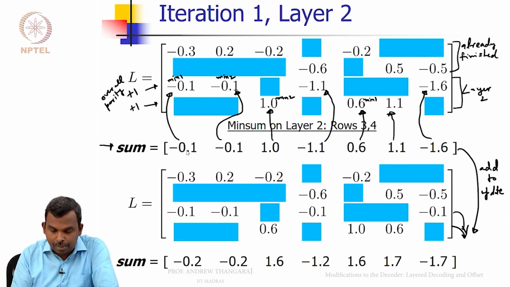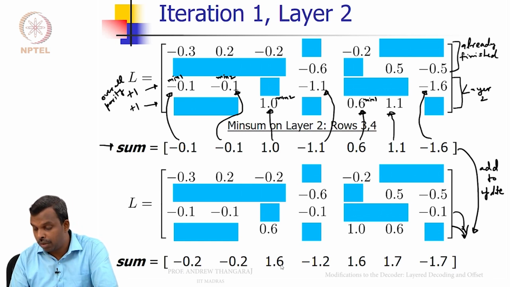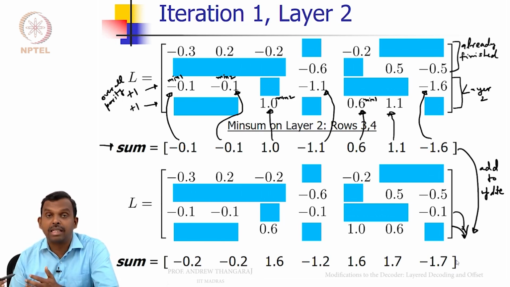So, you see here I have added minus 0.1, minus 0.1, 0.2, minus 0.1, minus 0.1, minus 0.2, 1 and 0.6 is 1.6. Hopefully, I have added correctly. You can check that and you get the output belief of layer 2. Okay, so that is it. This is how you process layer after layer.